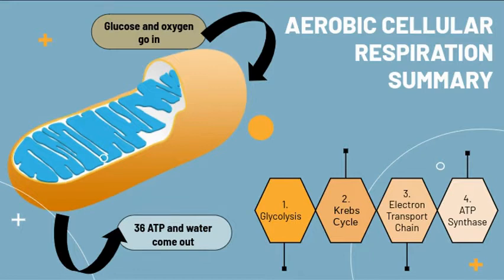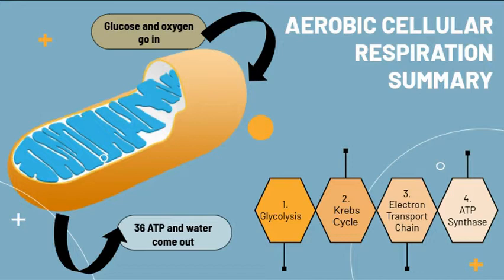So a little bit of a summary of aerobic cellular respiration. Remember that we need glucose and oxygen to go into our system. Cellular respiration occurs, and 36 ATP and water come out of our system. So remember that our equation is 6O2, so 6 oxygen, plus C6H12O6, which is our formula for glucose, goes in, and what comes out is 6 CO2, so 6 carbon dioxide, 6 H2O, 6 water, and 36 ATP, which is our form of energy.